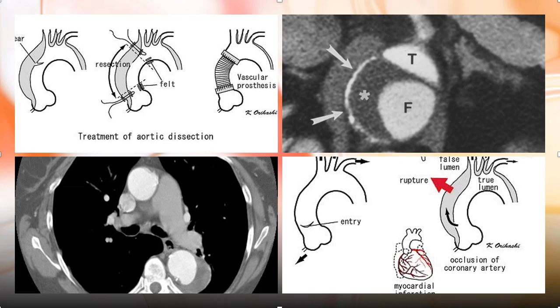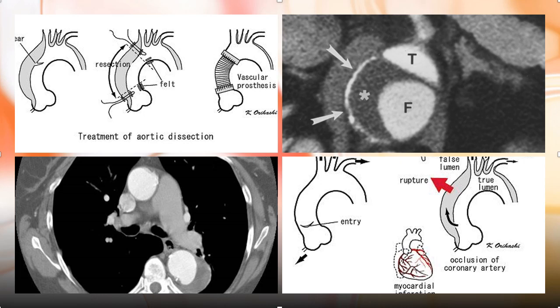In this slide, we can see aortic dissection diagnosed by CT. At the right upper slide, there is true and false lumen with thrombus. At the left lower picture, we can see descending aortic dissection with hematoma outside the true lumen. It can be seen easily by CT angiography with contrast.